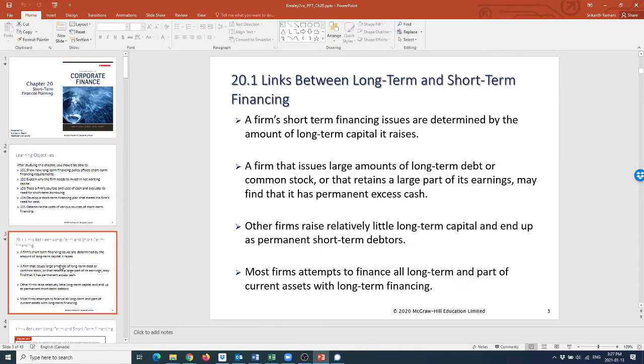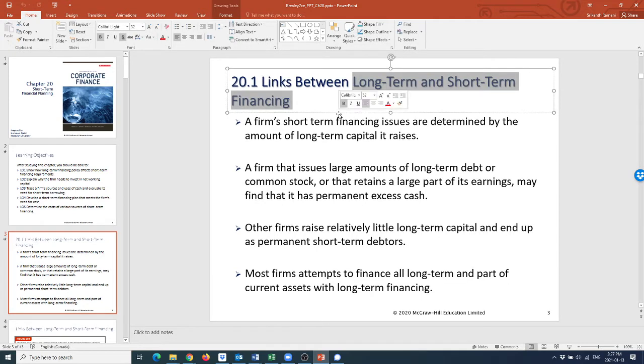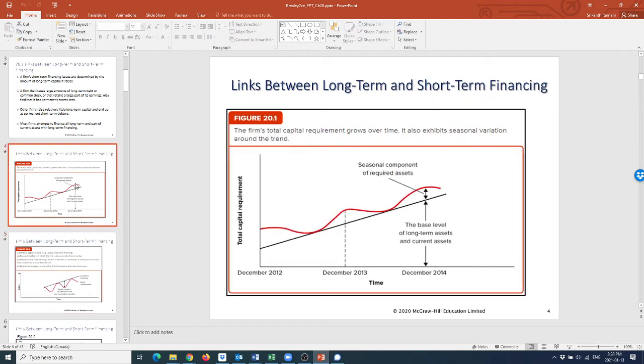Before we do that, let's quickly look into the links between long-term and short-term financing. There are different kinds of firms. This is best explained by some figures. In this figure, the x-axis is time, and the y-axis can be thought of as the total capital requirement. Let's assume this firm has some sort of seasonal component.